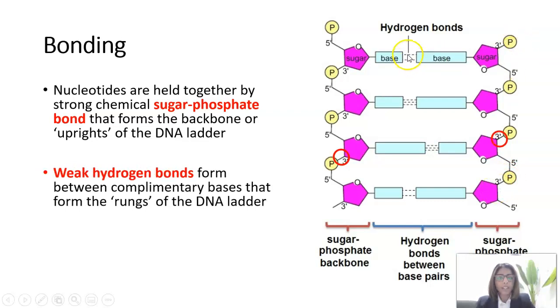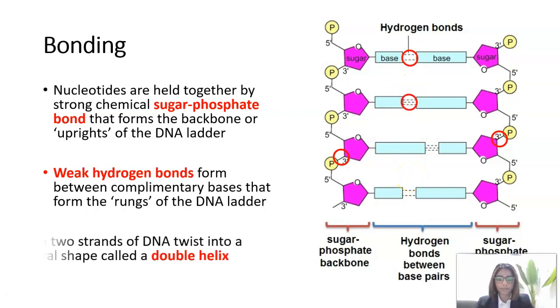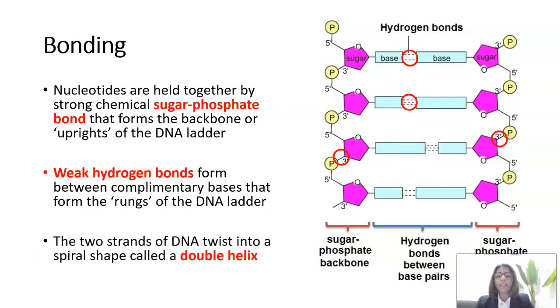Now, in between the uprights, we have the bases, and the bases are held together by weak hydrogen bonds. Now, these bonds are weaker, so they are denoted by this dotted line to show that they are weaker, and this forms the rungs of our DNA ladder. Now, once we have that bonding securely in place, the two strands of DNA will actually twist around each other to form a spiral known as the double helix.